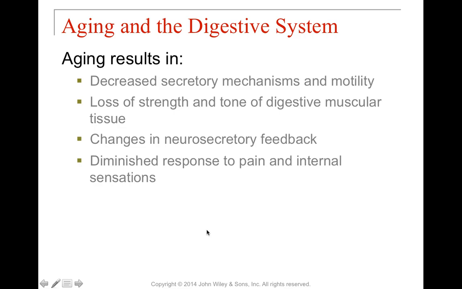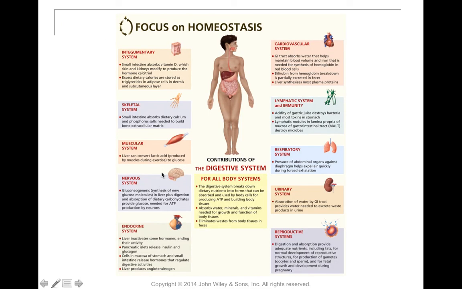All right, as we get older, aging can result in many effects on the digestive system. The first is that we have decreased secretory mechanisms and motility. So we're not going to be able to secrete as many of the digestive juices. We're also going to have loss of tone of the digestive muscular tissue, just like any muscle starts to atrophy and wear down as we age. And we won't be as responsive to our neurosecretory feedback as well. So some of our homeostatic conditions that are going to bring things back to normal might not be as responsive. Also we don't have the same response to internal sensations and pain.